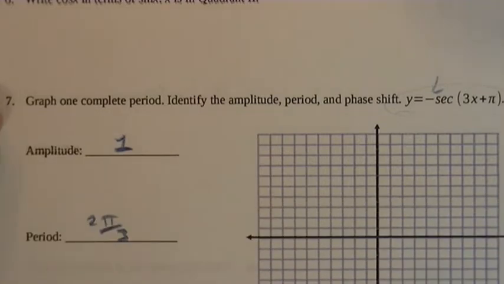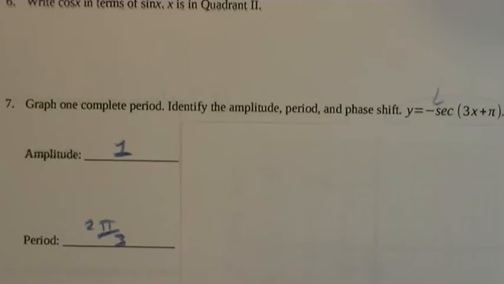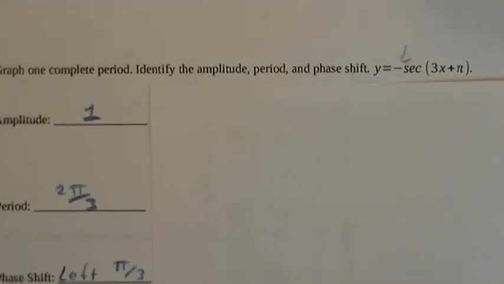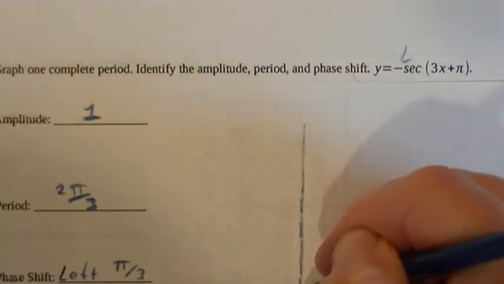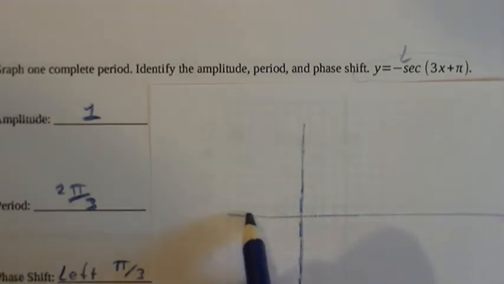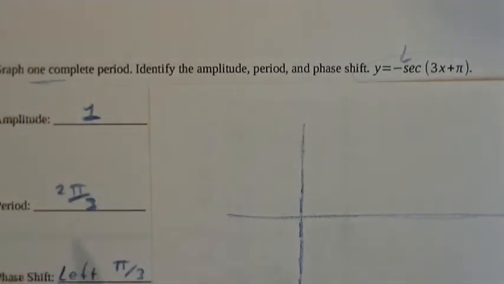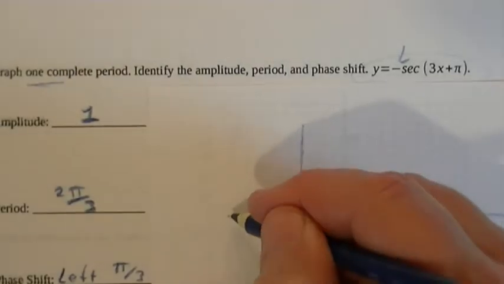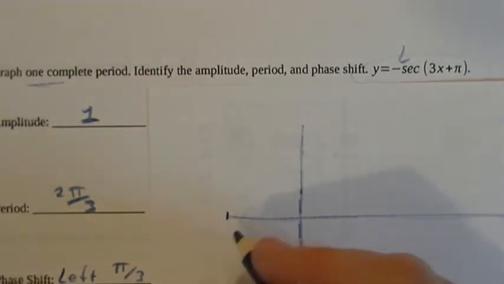So let's go ahead, and I'm going to graph on blank paper. And I would encourage you to do the same. It really makes things simpler. So I'm going to draw in my line. Remember, I only need one complete period. That's what it says, one complete period. So I know that I'm starting, according to what I calculated, at negative pi over 3. So I'm just going to make a declaration that that is negative pi over 3.